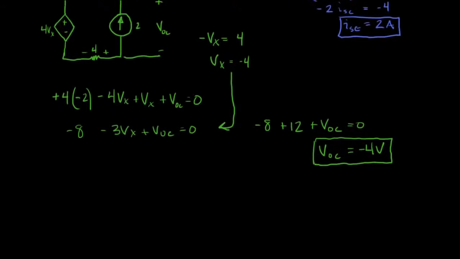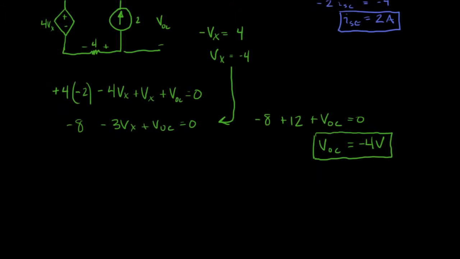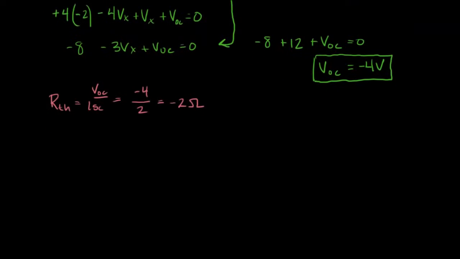So when we go and calculate our R Thevenin value, R Thevenin equals VOC over ISC, and that's minus 4 over 2, which equals minus 2 ohms. So now let's draw that in to the circuit and see what we get. So VOC here, negative 4 volts, so I'll just flip the polarity.